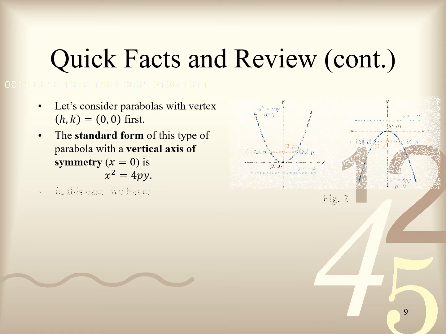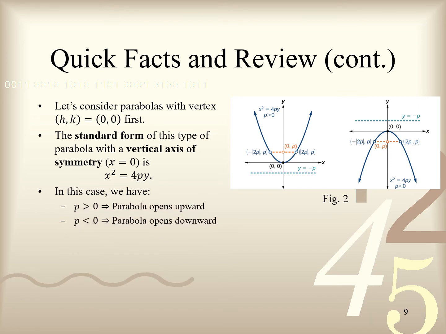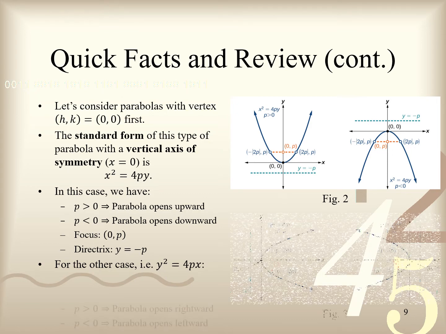In this case, we have the following. If p is strictly positive, the parabola opens upward, while if p is negative, the parabola opens downward. Its focus is given by the point (0, p), and its directrix has equation y equal to negative p, as shown in figure 2. For the other case, where the parabola has a horizontal axis of symmetry, that is, the x-axis y equals 0, the standard form equation is y squared equal to 4px.